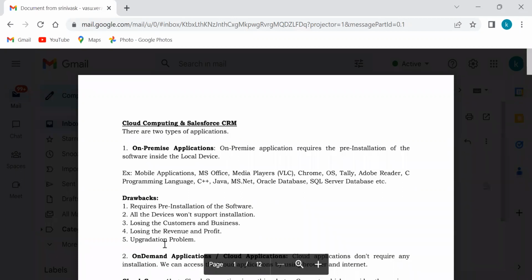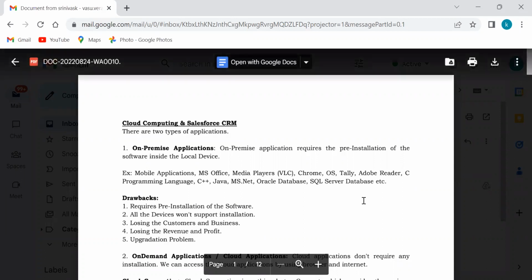That means again, you need to install that in your local system. So this is one more problem. There is no automatic upgradation system. Whenever an organization releases a new version, again you have to upgrade by paying that amount to the vendor, and you have to upgrade it in your local system. These are some drawbacks of on-premise applications.